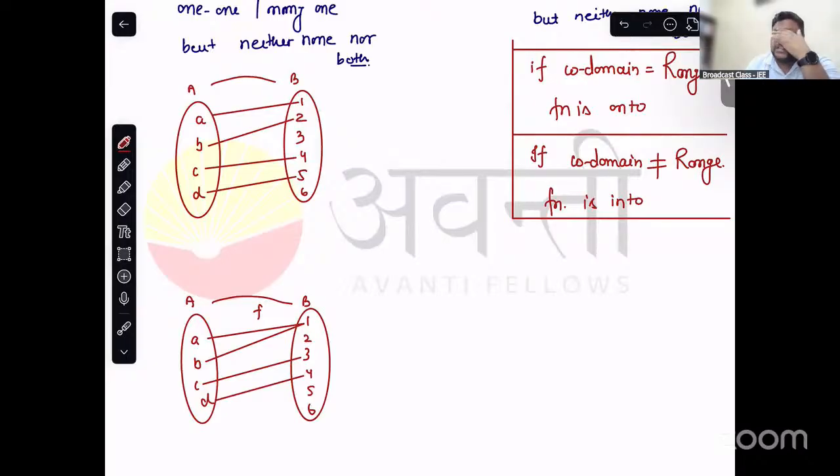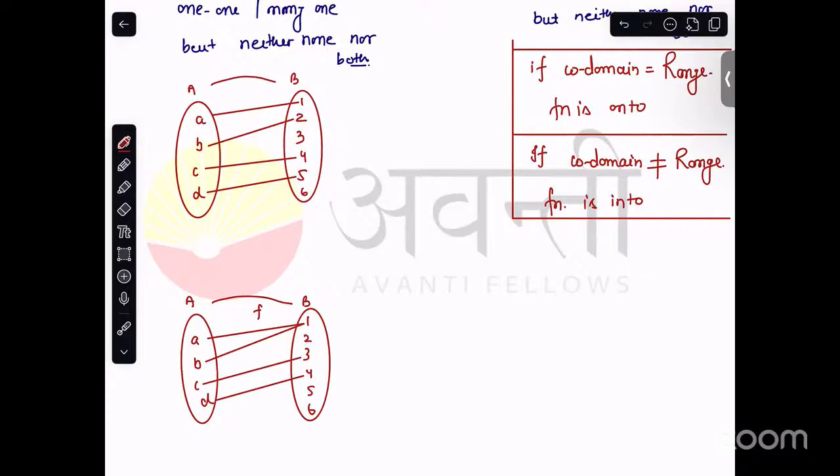Tell me, is there any substantial difference that you notice in these two mappings? Quickly tell me. Karthik? Tejaswini, do you notice some difference in these two mappings? Yes, sir. What is that?